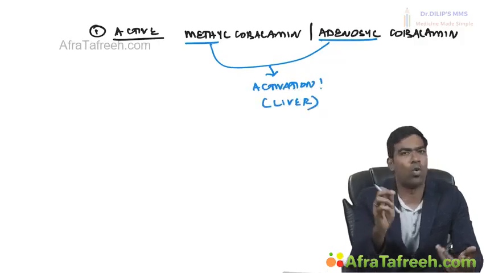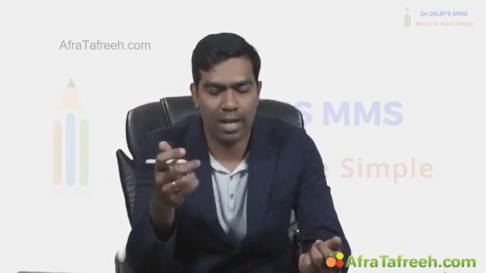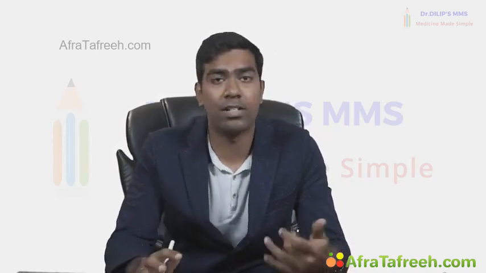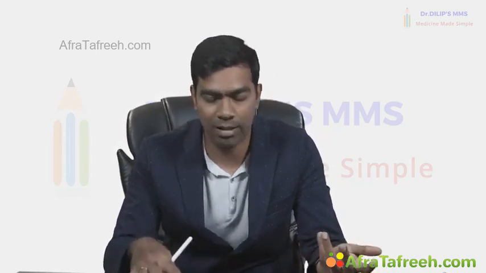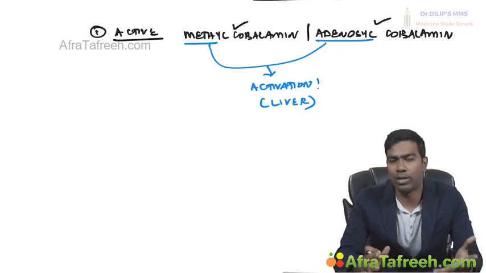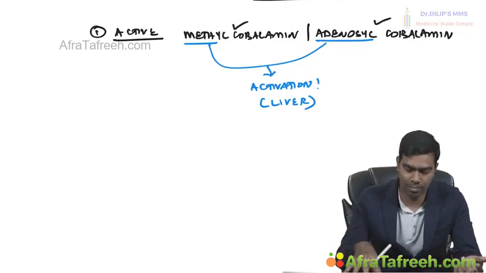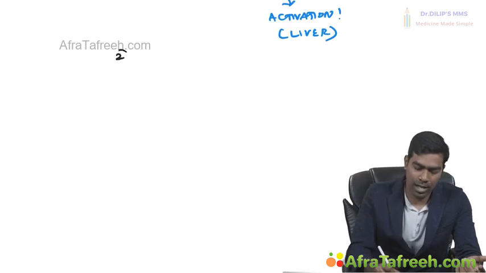Which means cobalamin alone is not the active form. Your methylcobalamin or adenosylcobalamin are supposed to be the active forms, and that activation is going to happen in the liver. And these methylcobalamin and adenosylcobalamin are the ones that are going to participate in a variety of enzymatic reactions, which I'm going to discuss in some time. So these are the active forms.